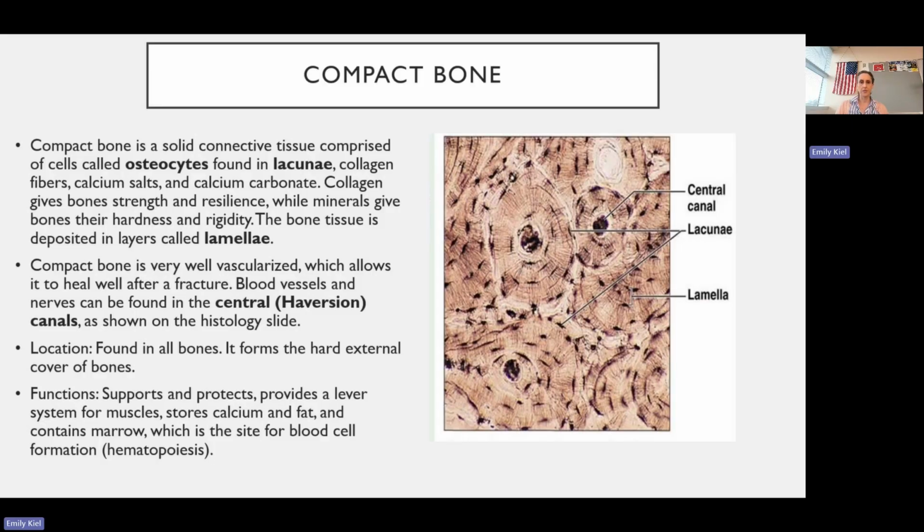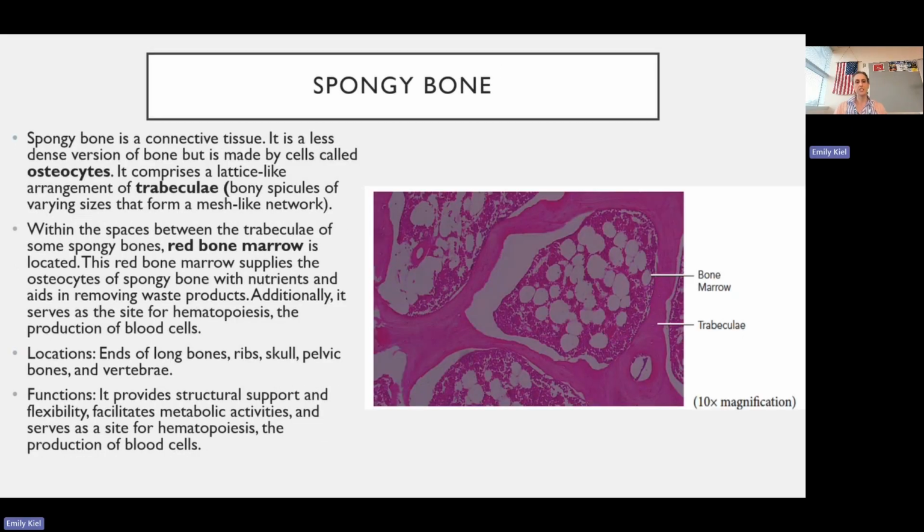So we've got compact bone, and that is different from spongy bone. Spongy bone, also a connective tissue, but it's less dense than compact bone. Still made of osteocytes, but instead of having those circular lamellae, we've got these trabeculae, which are bony spicules that make a mesh-like network, kind of like a sponge, hence the name. And then in between the trabeculae, you've got red bone marrow. You're going to provide nutrients, help remove waste, and then that's where the blood cells are produced through hematopoiesis.